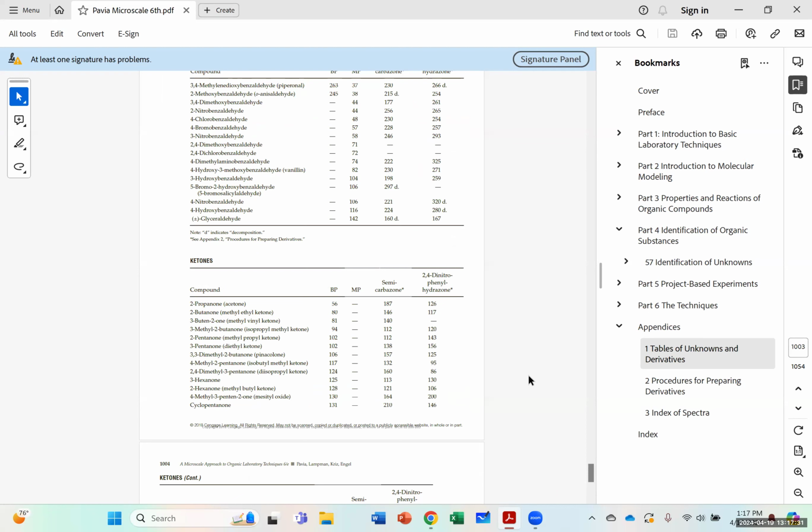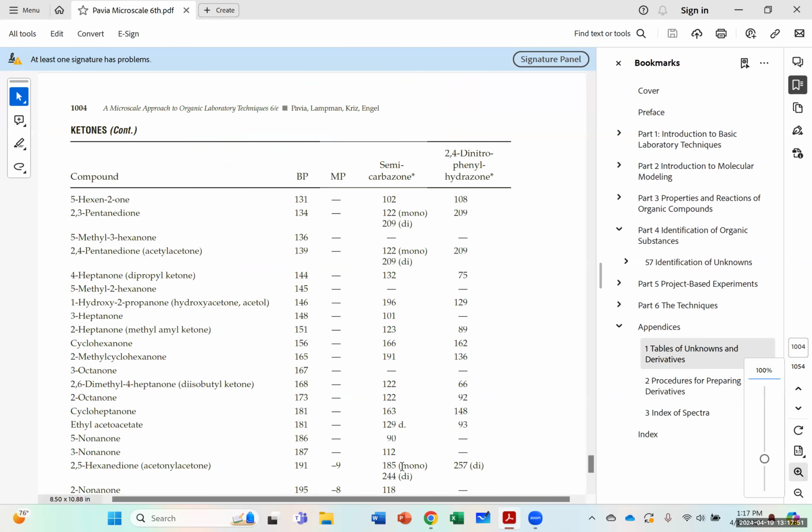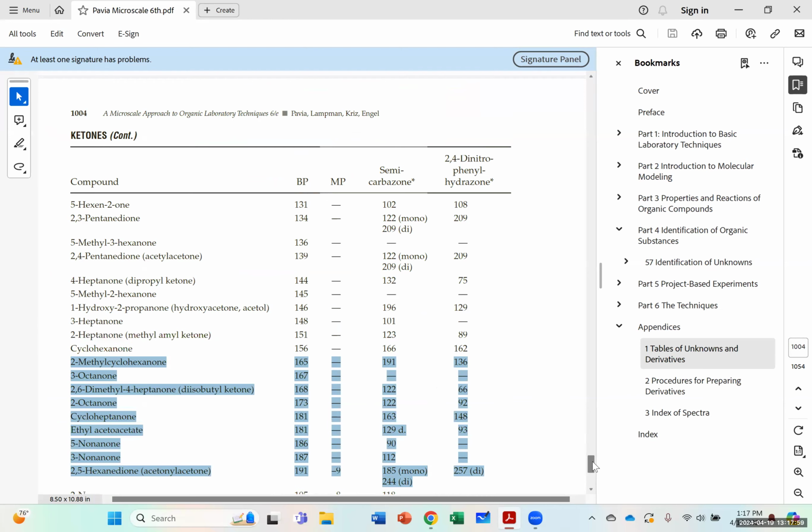Now, boiling points aren't great. So with boiling points, we want to give about a plus or minus 15 degrees to assume that it wasn't right on target. So if we get a boiling point of 180, we want to look at everything between 165 and 195. So we take all of those pages knowing that we have a ketone, knowing that we have a boiling point.